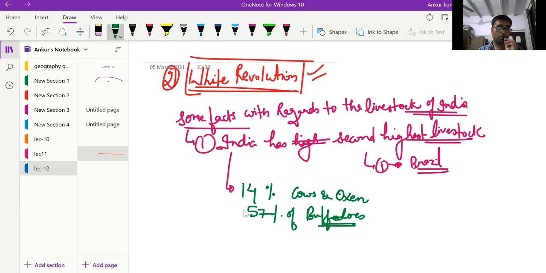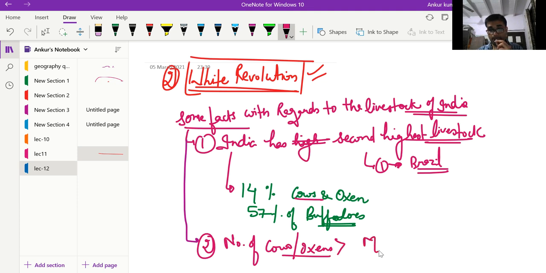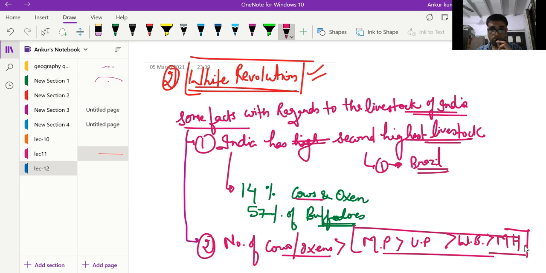The second important fact with regard to livestock is the number of cows and oxen. They are highest in MP, not UP. After MP, it is UP. After UP, it is West Bengal, and then it is Maharashtra. So this is the sequence of the number of cows and oxen in decreasing order.